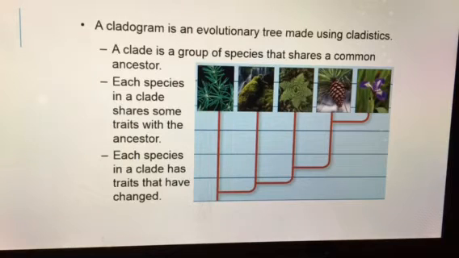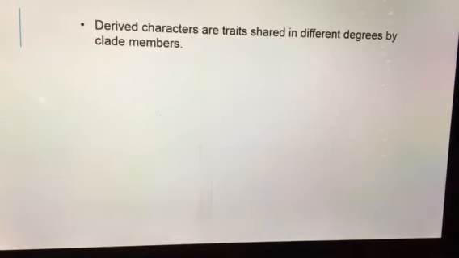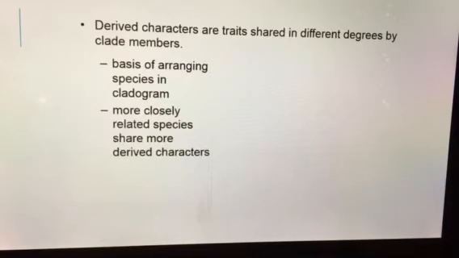And so each species in this clade have a trait that has changed just a little bit, so that it has become genetically different from its previous ancestor, such as we have here non-vascular plants, and here we have a vascular plant. All of these have vascular systems, which means they all have a xylem and a phloem, but this plant does not. Okay, so we might not know what they are. So these derived characters or traits are shared in different degrees by the clade.